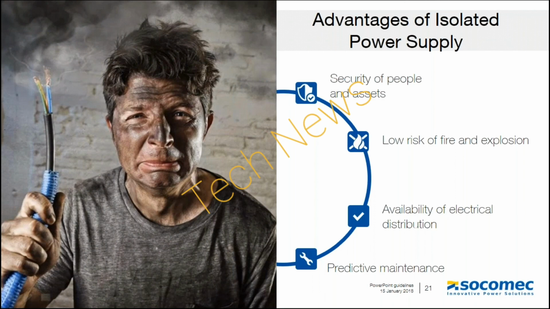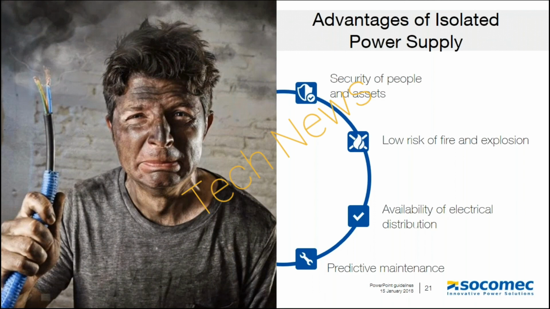Point number two, low risk of fire and explosion. Since the fault current remains very low, there is little risk of fire or explosion caused by a lack of insulation. Thanks to the monitoring of the transformer, this risk is highly reduced. Number three, the availability of electrical distribution is critical. So therefore, the IT system avoids switching off the supply circuit when the first insulation fault occurs, allowing a maximum level of availability.